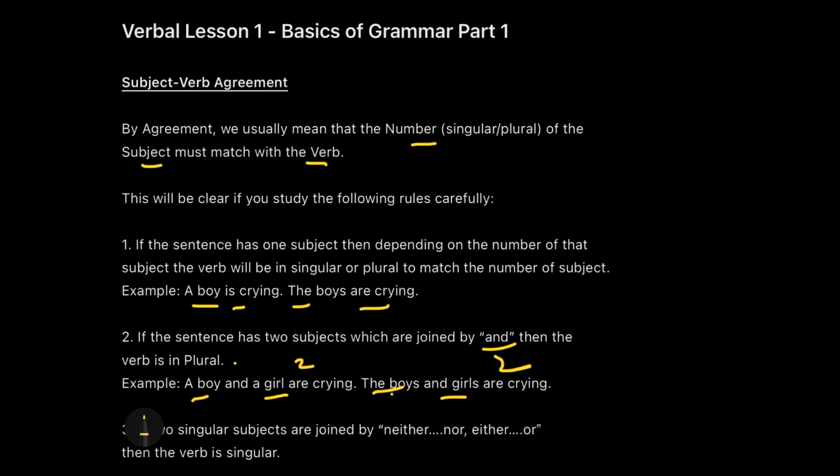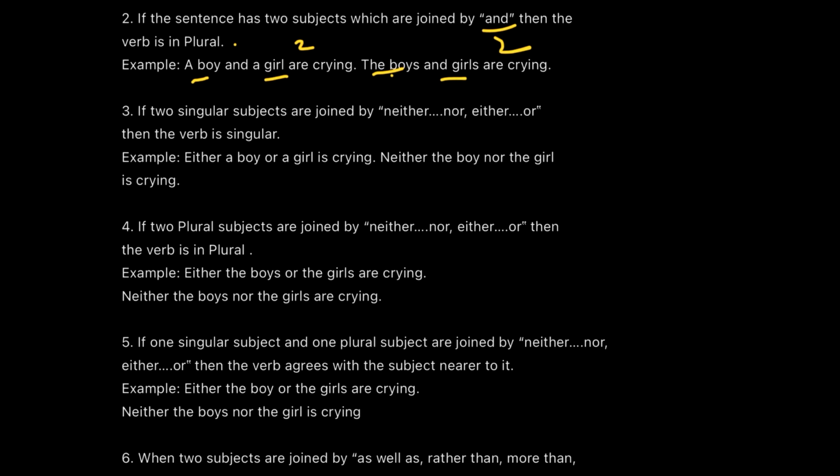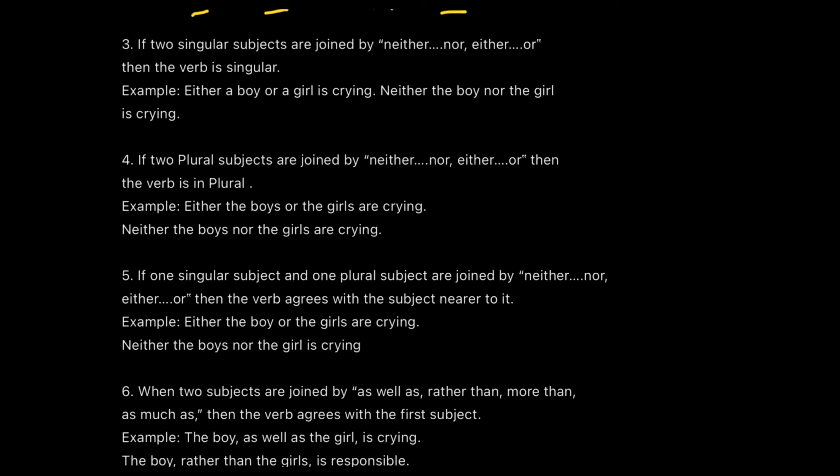And this is quite obvious and known to all. We'll not focus more on this. Rather, we'll go down to the others. If two singular subjects are joined by neither nor or either or, then the verb is always singular. Like either a boy or a girl is crying, but what do we need to focus?